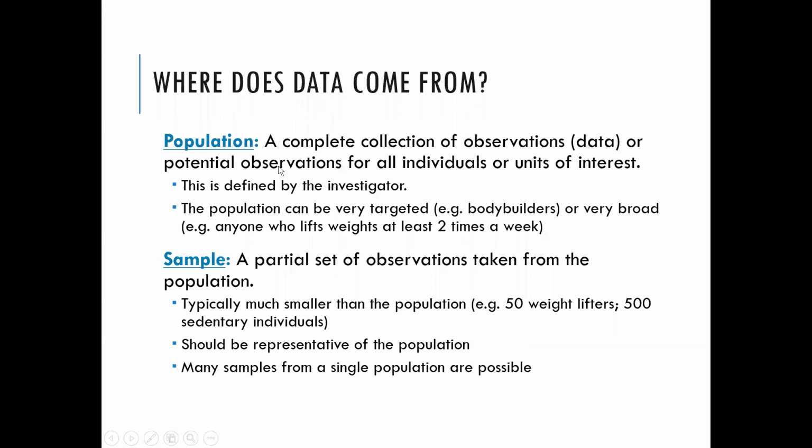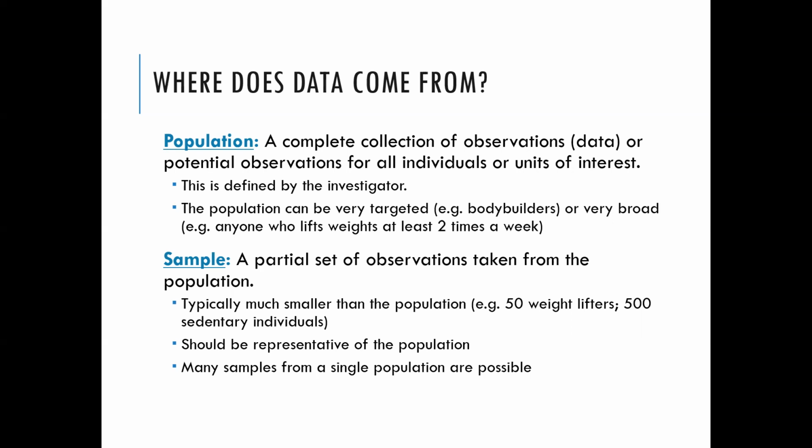So first, where does data come from? If you remember from lecture 1, Dr. Armenta talked about population versus a sample. A population is a complete collection of observations or potential observations for all individuals or units of interest, and this is defined by the investigator. Oftentimes we can't study an entire population, both for practical reasons and resource-wise; it's just not possible in most situations. A population can be very targeted.